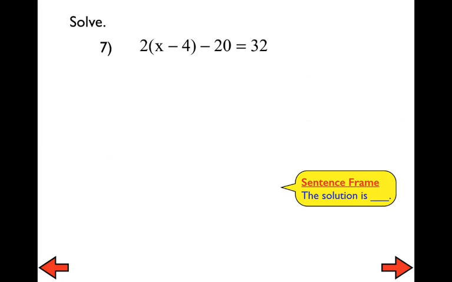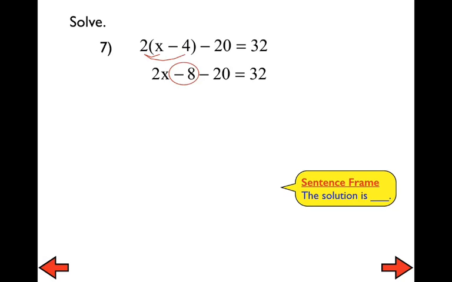All right. Pause this video and try number 7. Okay, number 7 is much like number 6. The first thing that we need to do is to use the distributive property. 2 times x is 2x. 2 times 4 is 8. We do not multiply the 2 by the 20 because the 20 is not in parentheses.